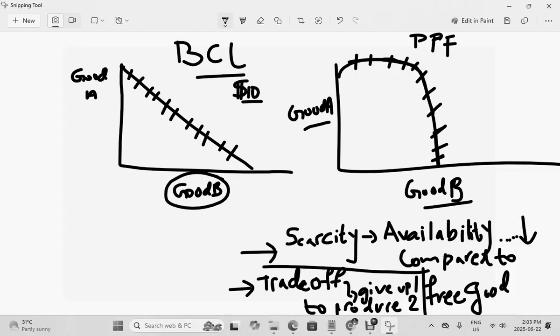Now, apart from that, as I mentioned earlier, this is a straight line, your budget constraint line, and this one is a curve, and it gets steeper as it moves towards the horizontal axis over here.